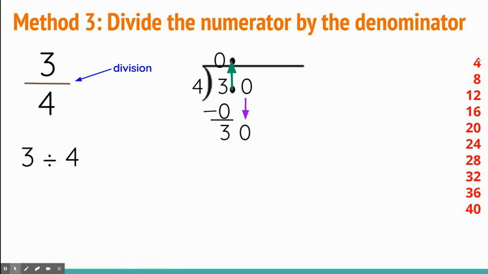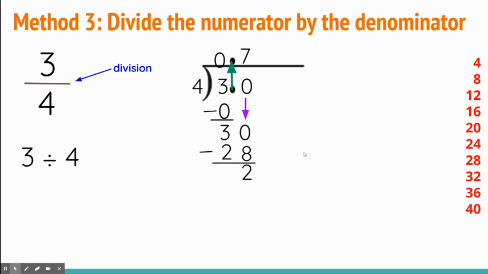I'm looking at 4. I can see I have 4, 8, 12, 16, all the way up until 28. 28 is not quite 30, but 32 is too much. So I know that I can only go as far as 28. And that was 1, 2, 3, 4, 5, 6, 7 groups of 4. So that means I'm going to write a 7 up here. And 7 times 4 is 28, just like I figured out over here. And when I subtract 30 minus 28, I end up with 2.